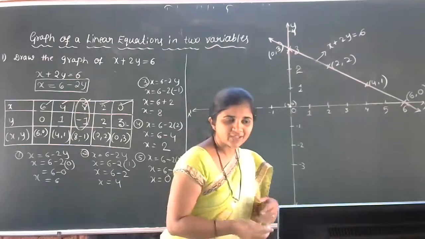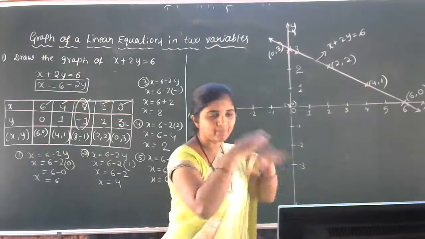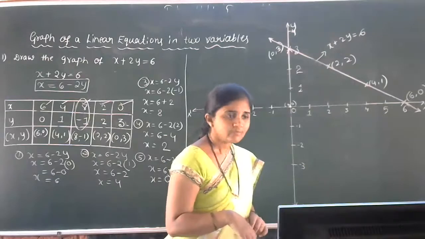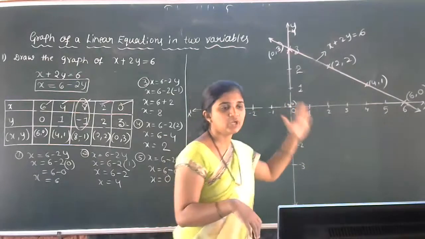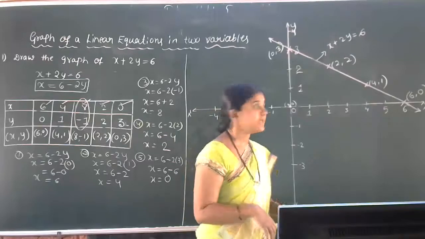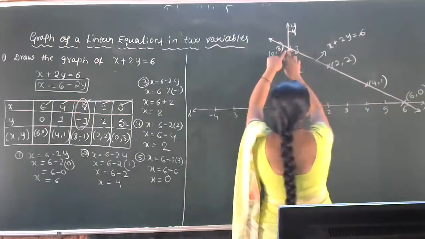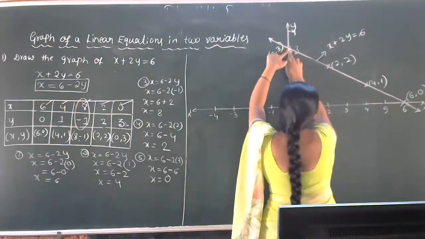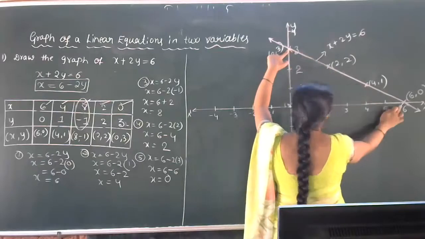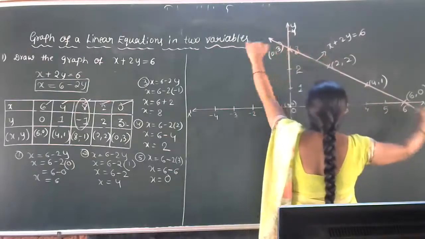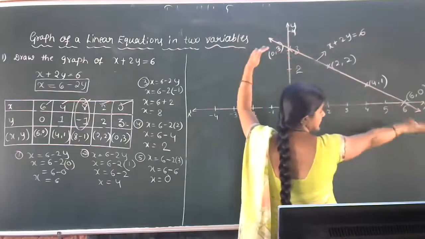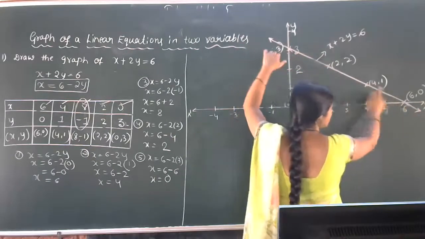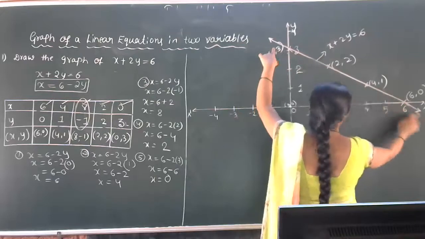Got the idea now? So we have to join them with the help of a scale. Is that clear? This is the graph of the linear equation in two variables. See, when we draw the graph, one thing you have to notice: four points are here actually, but you have to extend this line in both directions so that the line must cross both the axes.